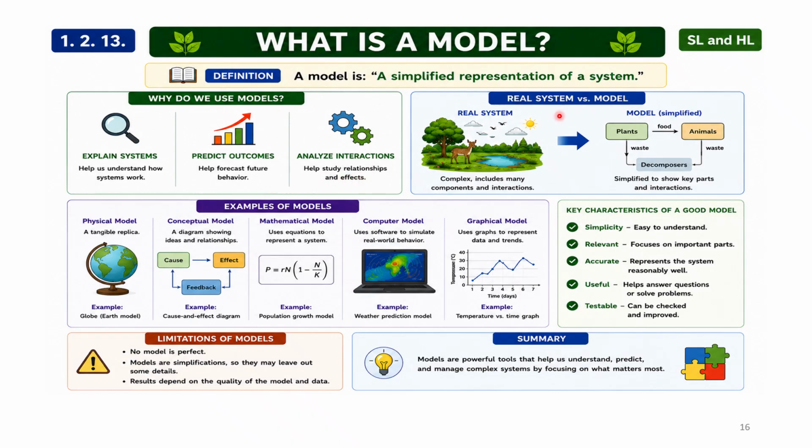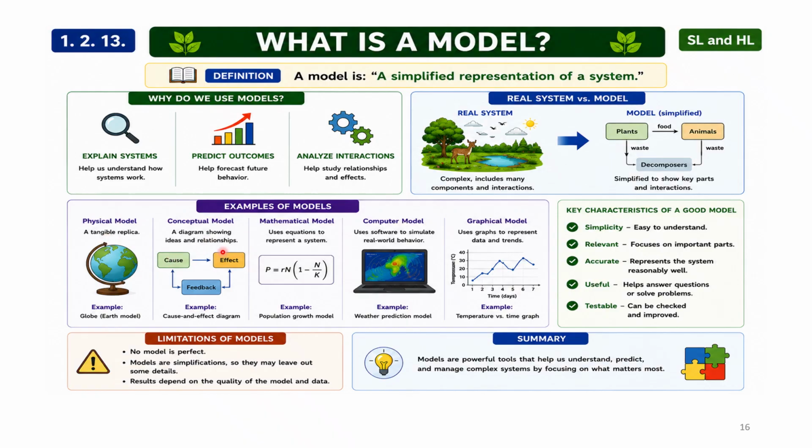For example, climate models are used to forecast future temperature changes, while population models predict the growth of species over time. A real ecosystem contains countless organisms and interactions, making it difficult to study directly. A model simplifies this complexity by focusing on the essential relationships, such as the flow of energy from plants to animals and decomposers.